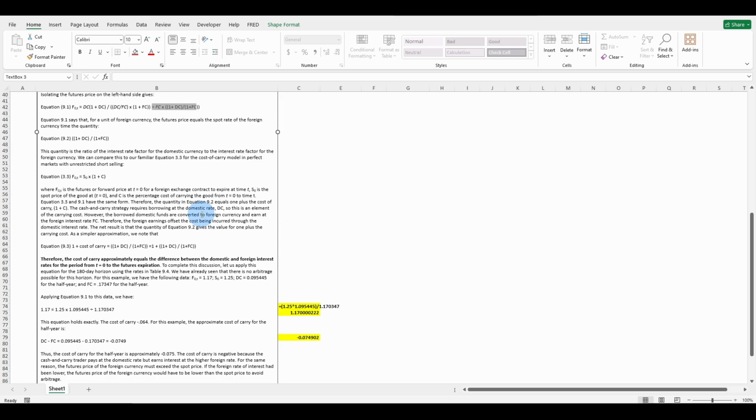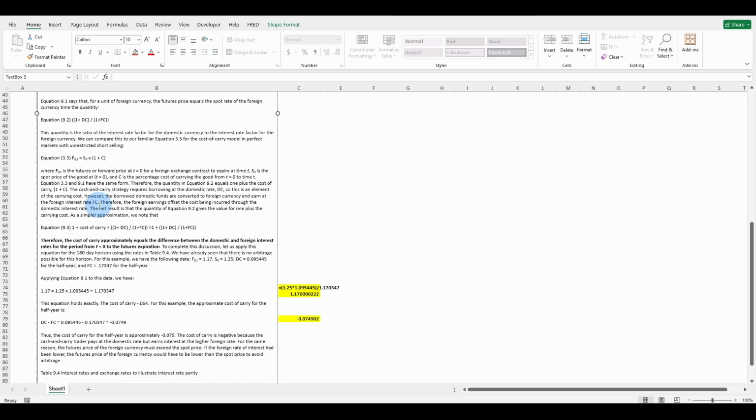The cash and carry strategy requires borrowing at the domestic rate, R_DC. So this is an element of the carrying cost. However, the borrowed domestic funds are converted to foreign currency and earn the foreign interest rate. Therefore, the foreign earnings offset the cost incurred through the domestic interest rate. The net result is that the quantity in equation 9.2 is the value for 1 plus the carrying cost.